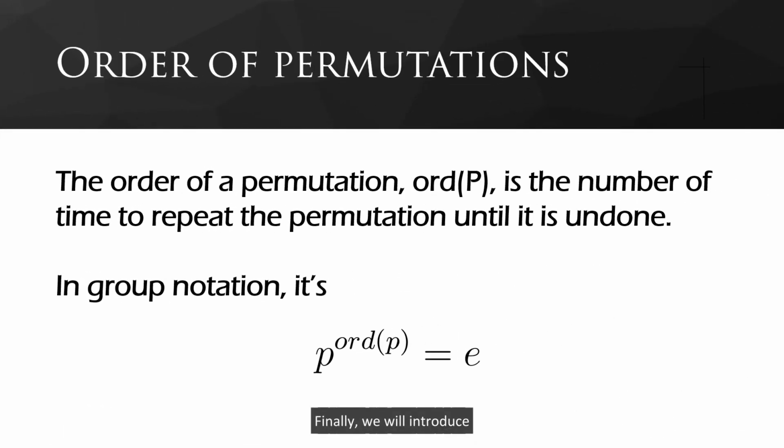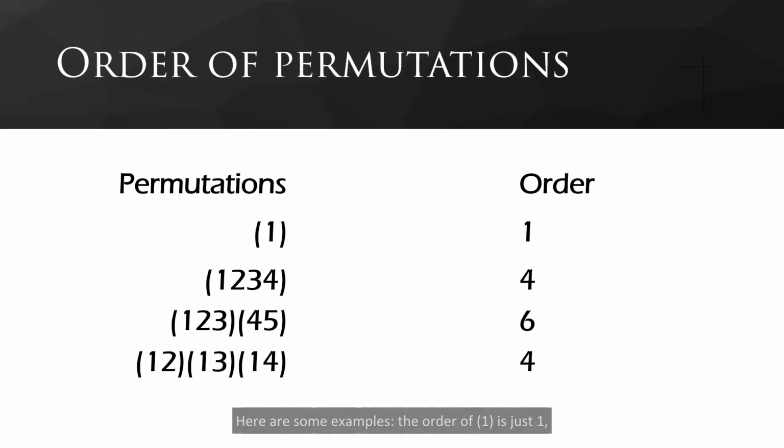Finally, we'll introduce another feature of a permutation, order. The order of a permutation P is the number of times to repeat the permutation until it's undone. In group notation, it's P to the power of the order of P equals E, which is the identity. And here are some more examples. The order of (1) is just 1, while the order of (1 2 3 4) is 4.